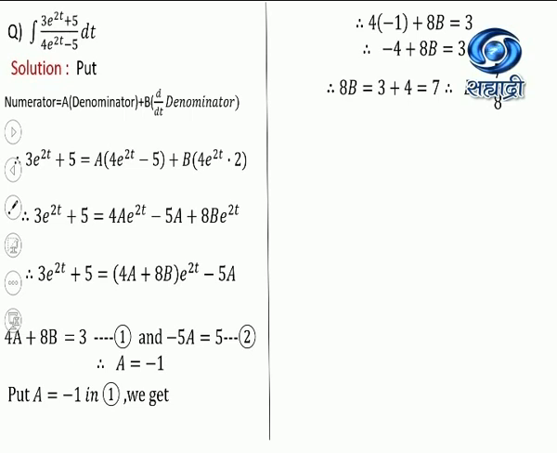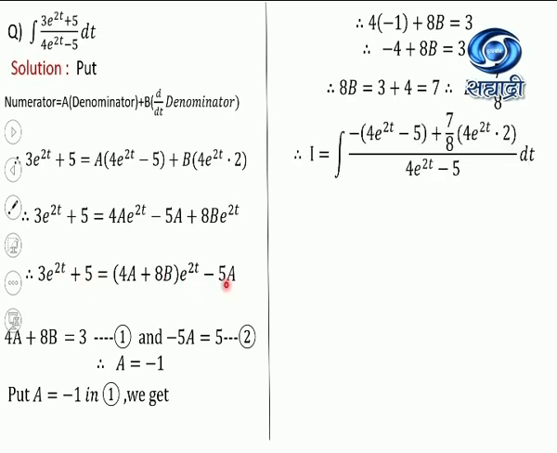Now students, we are going to substitute a and b in the first equation. Just remember one thing, that whenever you take the derivative, there you substitute a and b. Do not substitute in the simplified form. So always put it wherever you have taken the derivative, so it becomes easier for you to integrate. So we get, now numerator is what? a into, so -1 into denominator 4e^(2t) - 5 plus b, so 7 by 8 into derivative of denominator, that is 4e^(2t) into 2. And denominator is as it is, 4e^(2t) - 5. So your question has been converted to this now.